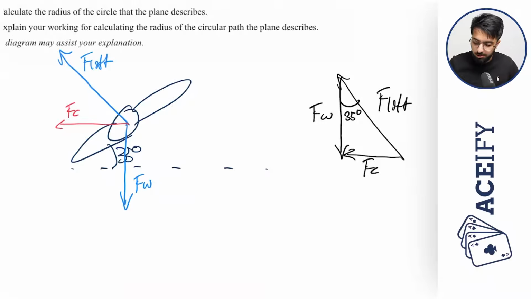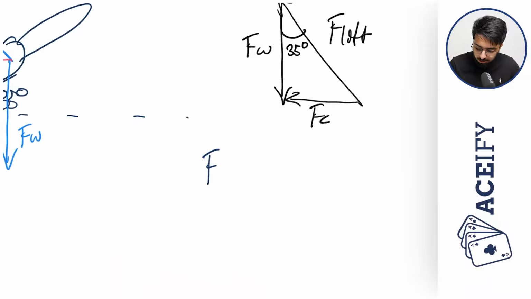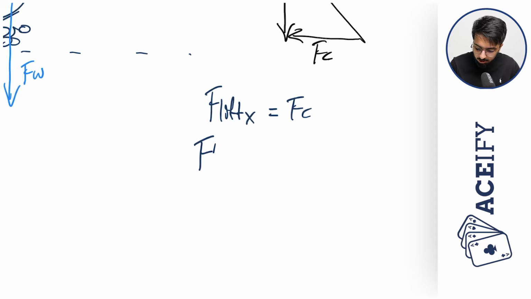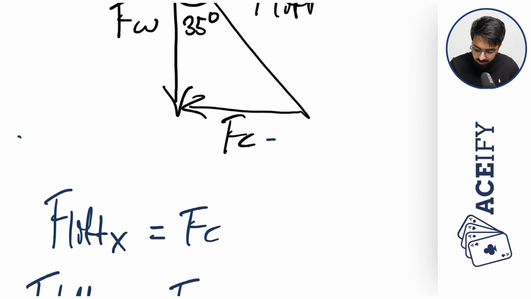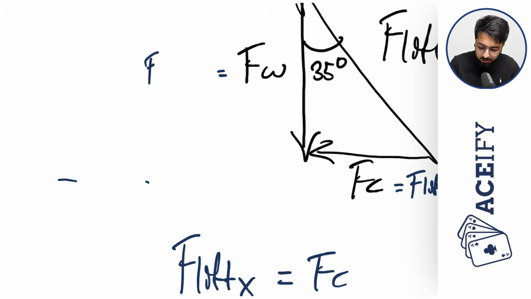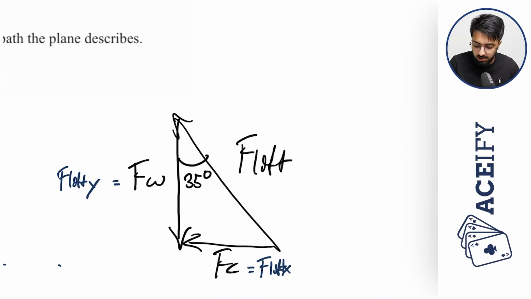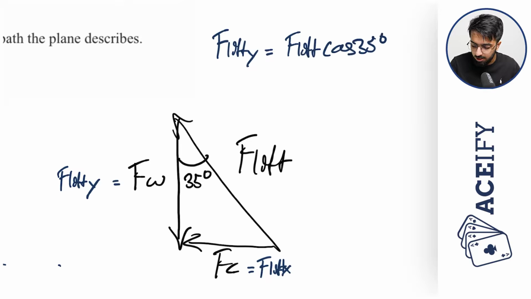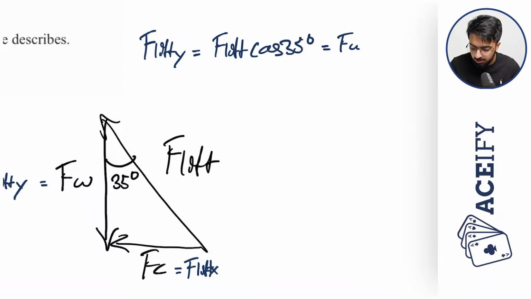As described before, the horizontal component of our lift force is equal to our F_C, and the vertical component of our lift force is equal to our weight force. So we can replace this with F_lift,x, and this is also equal to F_lift,y. As you can see, the vertical component of our lift force is equal to F_lift cos 35 degrees, and that's obviously equal to our weight force. Therefore, F_lift cos 35 degrees is equal to mg.